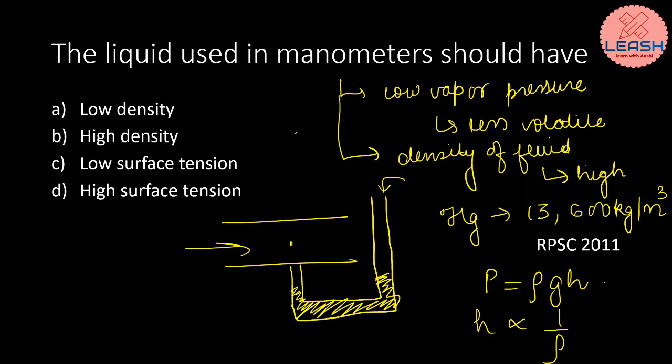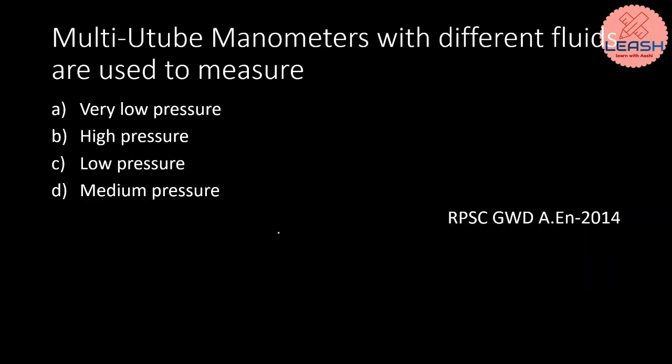Whereas if the liquid has low density, what will happen? It will be a large column of that liquid in this manometer, and then you need a long tube if the pressure is high. So the right answer is high density and low vapor pressure. Already, if you remember, mercury has high surface tension, that is, the cohesion between the molecules is more as compared to water. It is approximately 0.4 Newton per meter at the mercury-air interface.